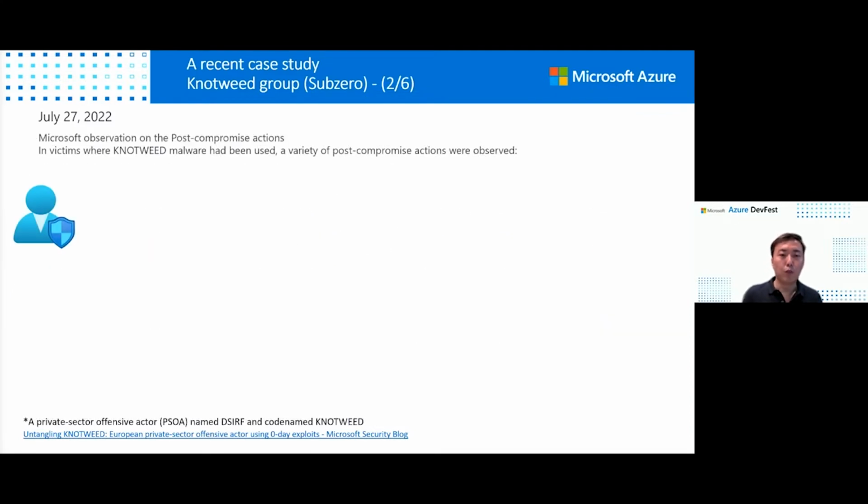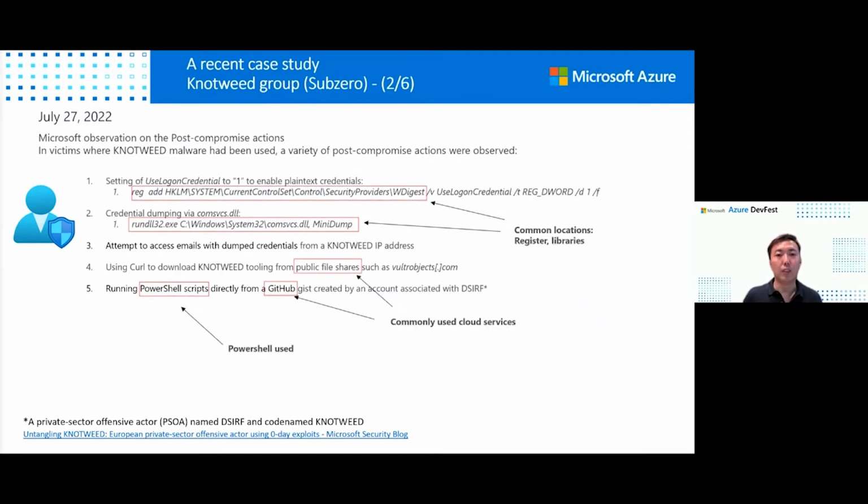So what are the observations from Microsoft on some of the post-compromise actions with victims that have been compromised? And when we look at some of the findings from Microsoft Threat Intelligence, you'll notice that they actually hide within a lot of common locations like the Windows registries, the Windows libraries. So this makes it, as per normal, hard for analysts or even the threat hunter to find them, because they might just convert their malware into something that is very deeply hidden inside the registry.